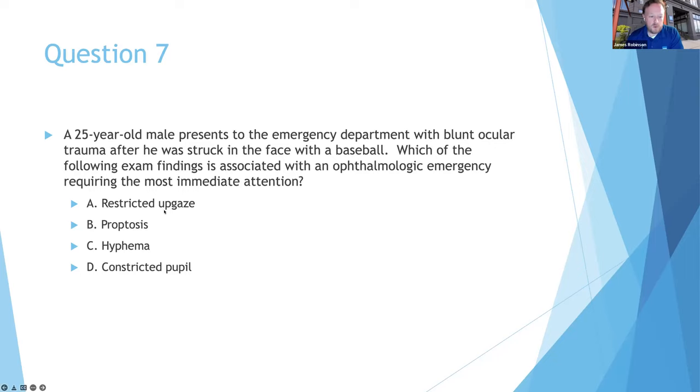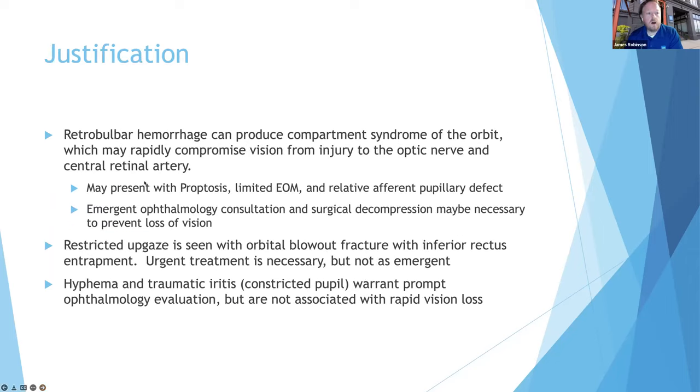Basically, with restricted gaze, what they're getting at is a blowout fracture with incarceration of the inferior rectus muscle. Proptosis is a sign of retrobulbar hemorrhage, which is the correct answer. Hyphema or constricted pupil is a sign of traumatic iritis. Again, it's a double-part question. You have to know what each of those represents as a disease, and then pick the disease which is the most pressing.